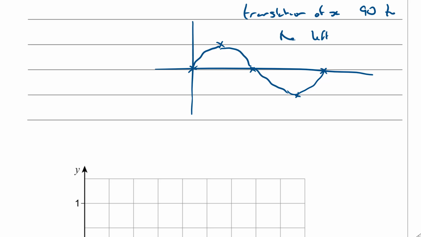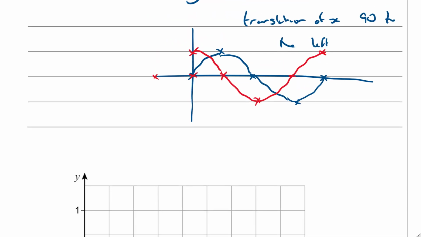So basically we're going to take each of these points and translate it 90 units to the left. So this point here is going to be now there at minus 90. That point that was at 90 is going to be at 0. That point is going to be here, and then here, and then here, and then we're going to have another one up there. So basically we're going to get something that looks like the cosine curve, aren't we? That's the graph that we're going to draw.